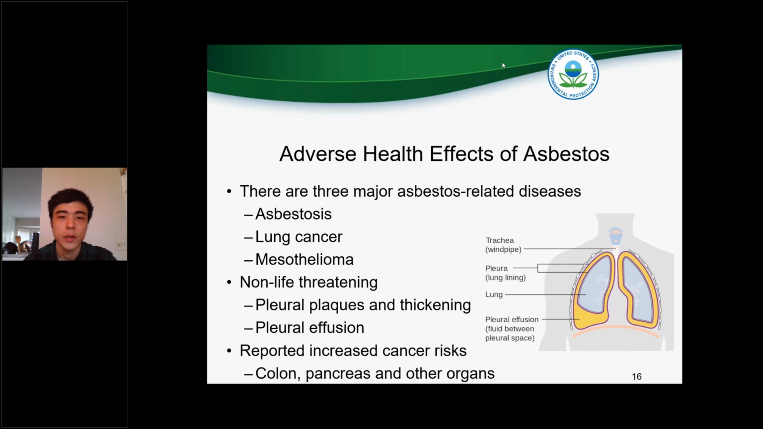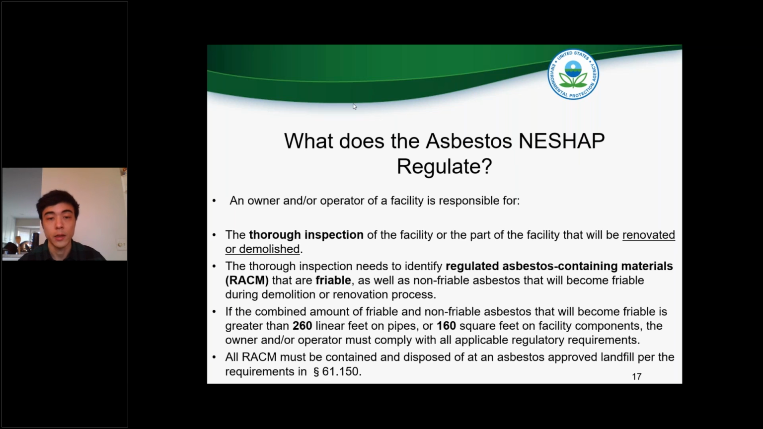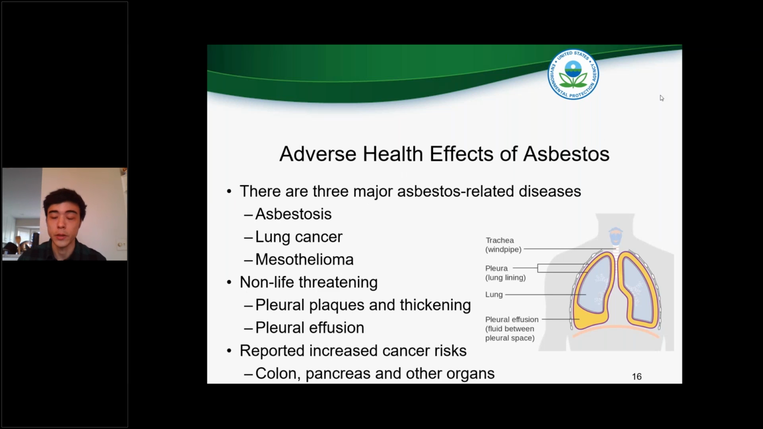So the 3 major asbestos-related diseases are asbestosis, lung cancer, and mesothelioma. Primarily, asbestos affects the pleura, the lining of your lungs, and can cause pleural plaques and thickenings, scarring rather, as well as effusions. All of these can cause a variety of health effects. Additionally, it's been reported that exposure to asbestos can lead to other increased cancers as well. We can go to the next slide.